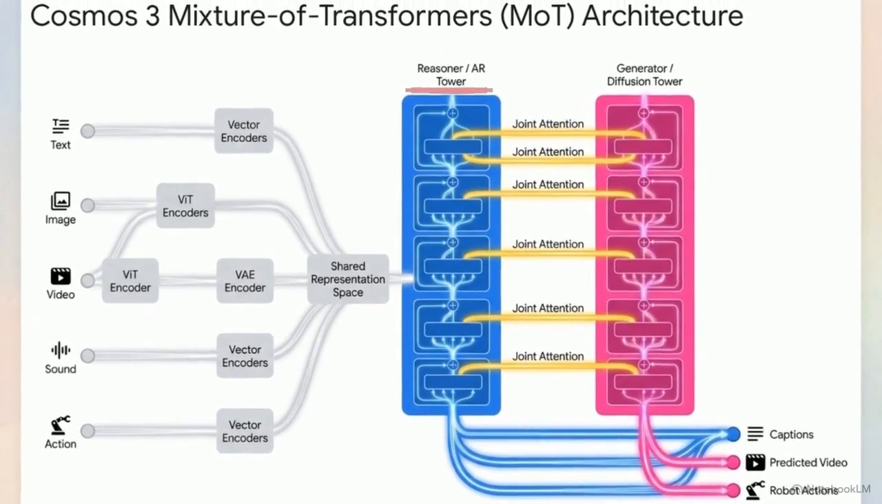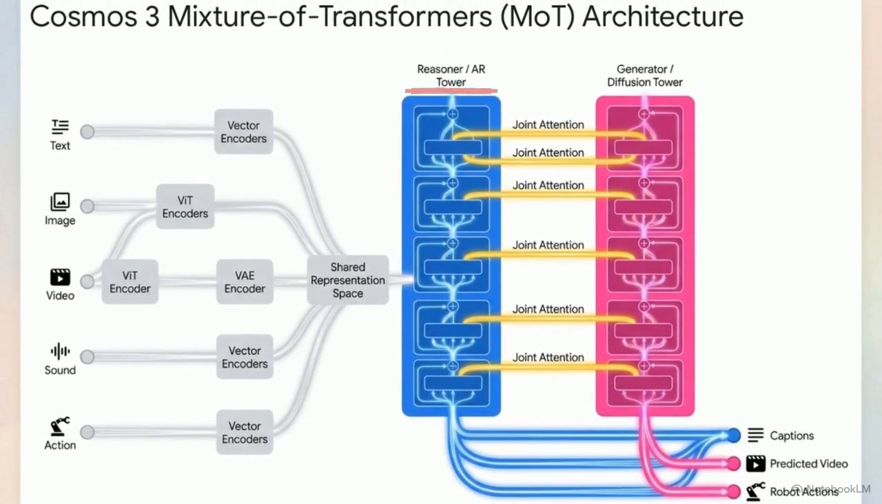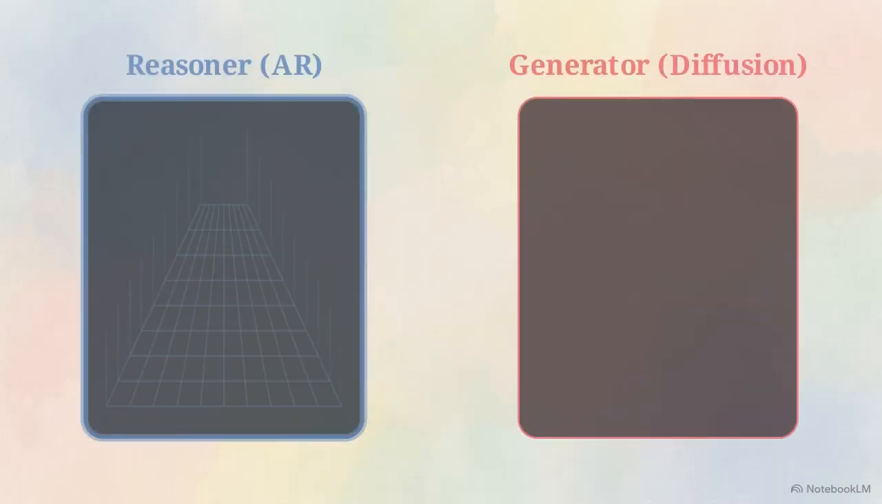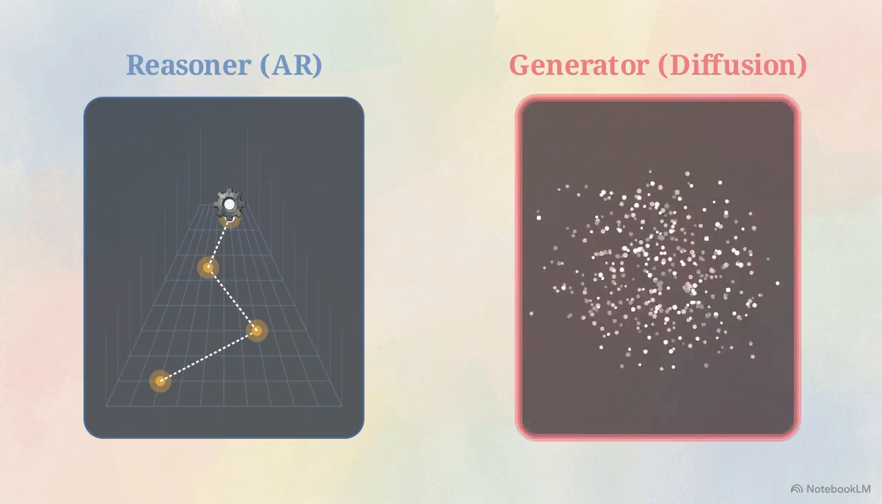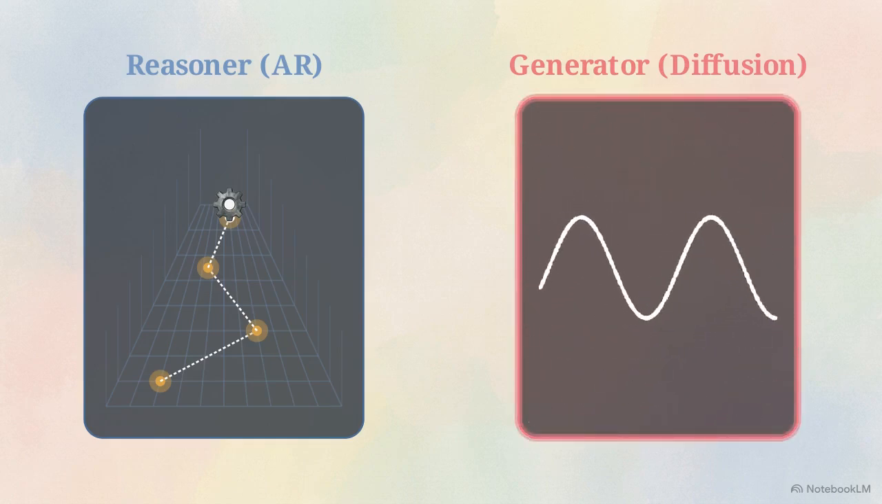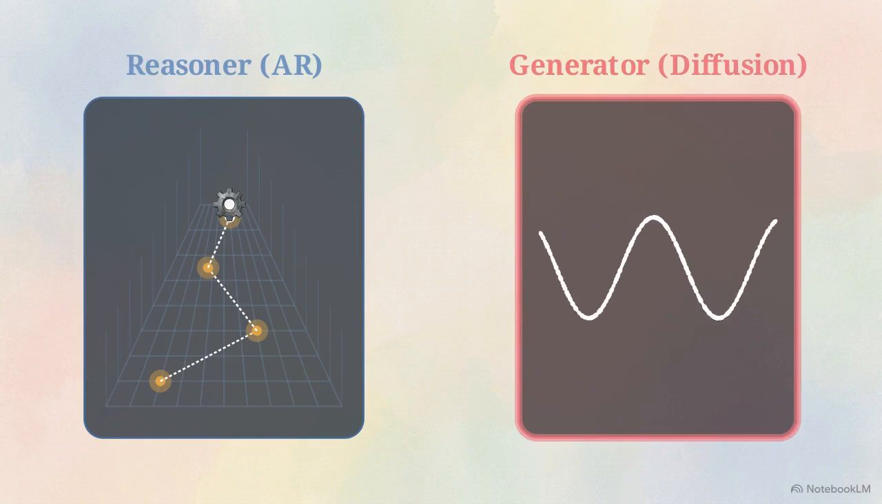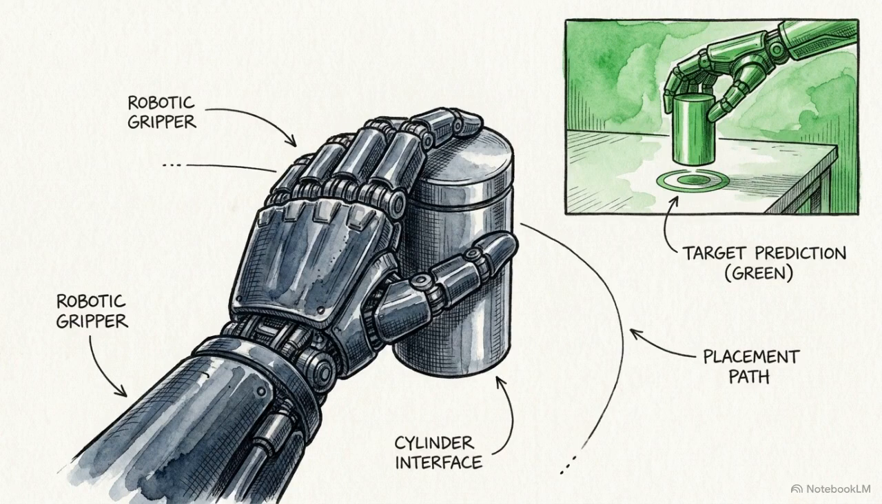The reasoner tower uses an autoregressive transformer architecture to act as the analytical center of the system. This tower is optimized for spatial grounding, physical reasoning, and establishing the causal relationships required for multi-step task planning. The generator tower utilizes a diffusion transformer pathway for iterative denoising. Conditioned on the reasoner's logic, the generator produces physically accurate video frames and precise robotic action trajectories.